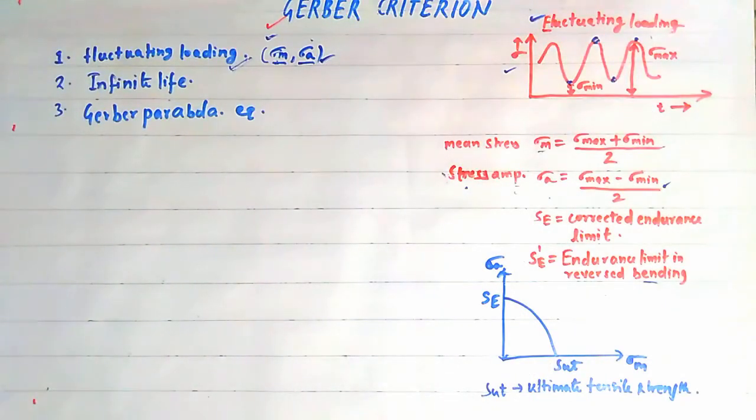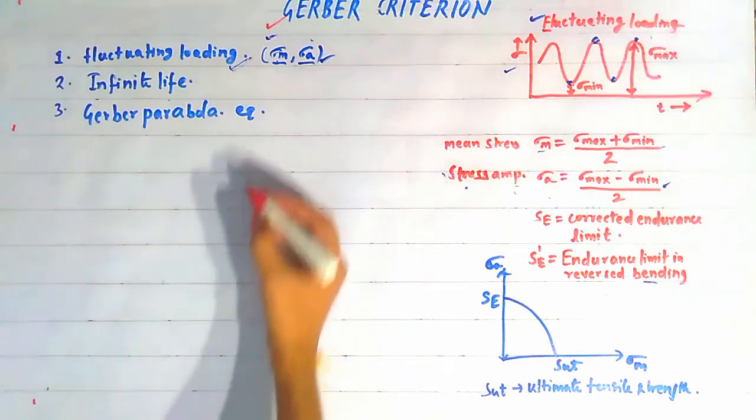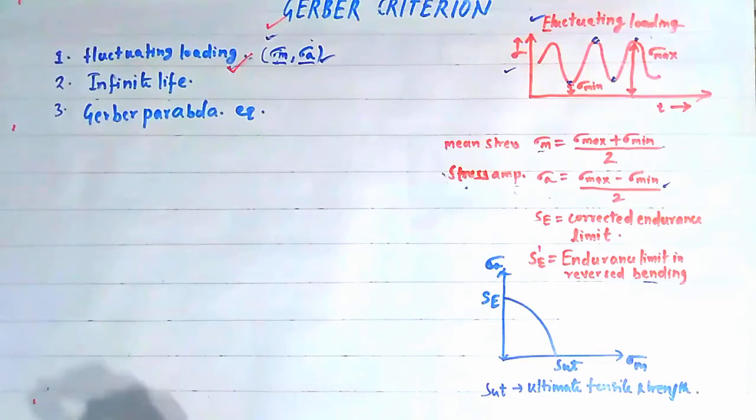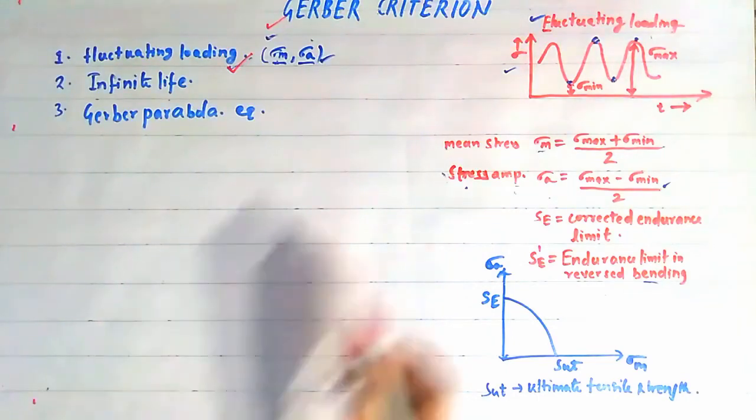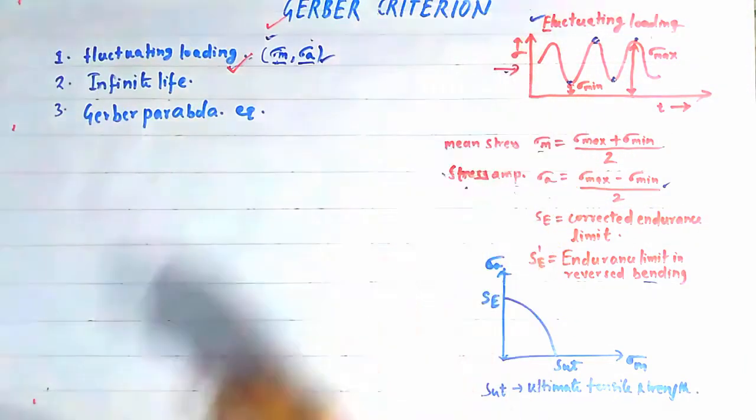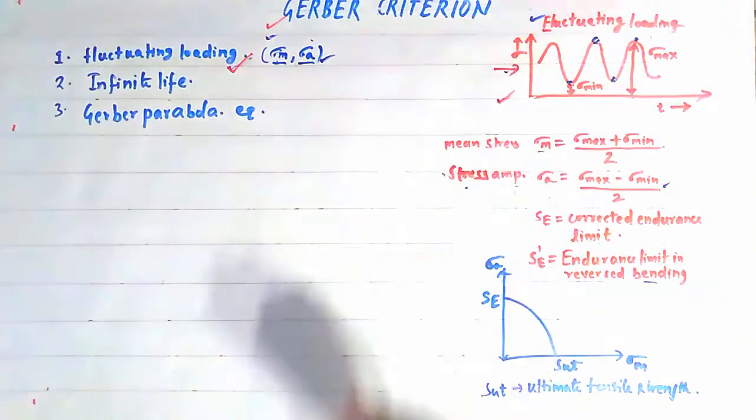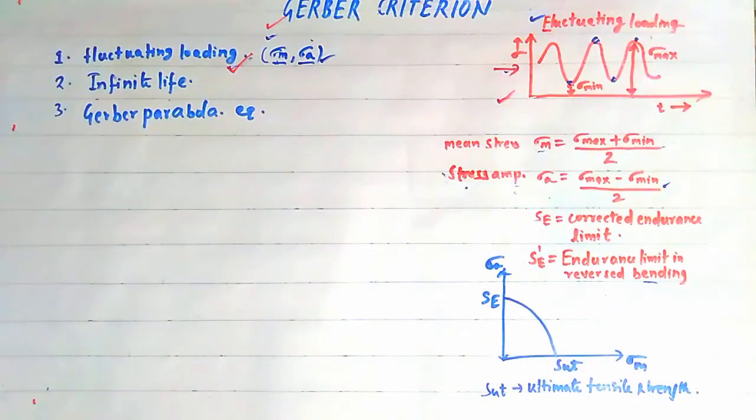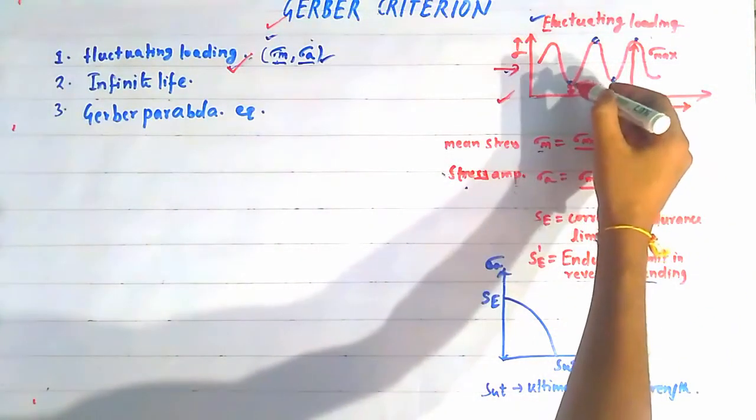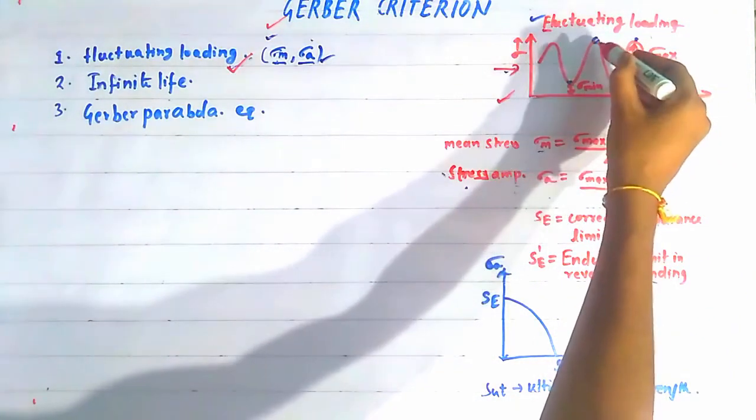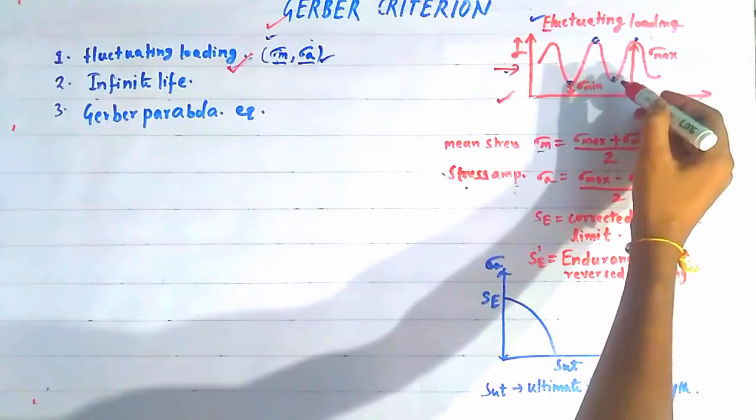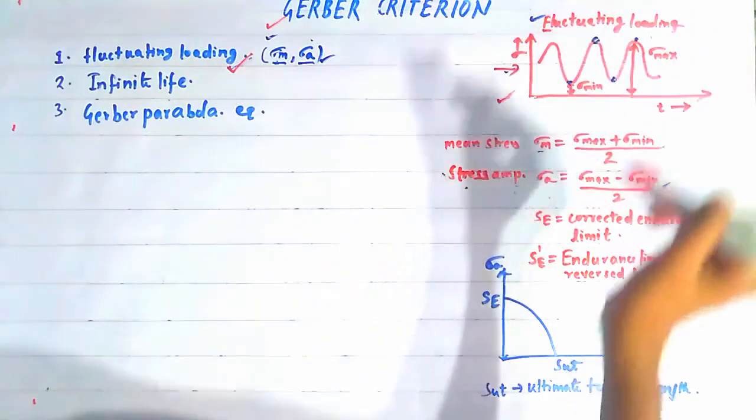Friends, the first thing that we should remember is that this criteria of failure is valid for fluctuating loading condition. That is when the loading is varying like this, as shown on the right side of the screen. This is the figure for the fluctuating loading condition. In this figure, the stress is varying from a certain minimum value to a certain maximum value, and again going to a certain minimum value, and again going to a certain maximum value.